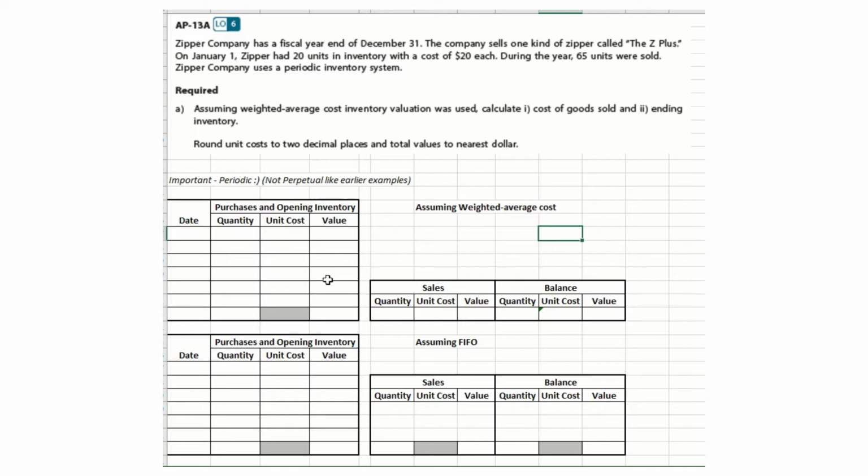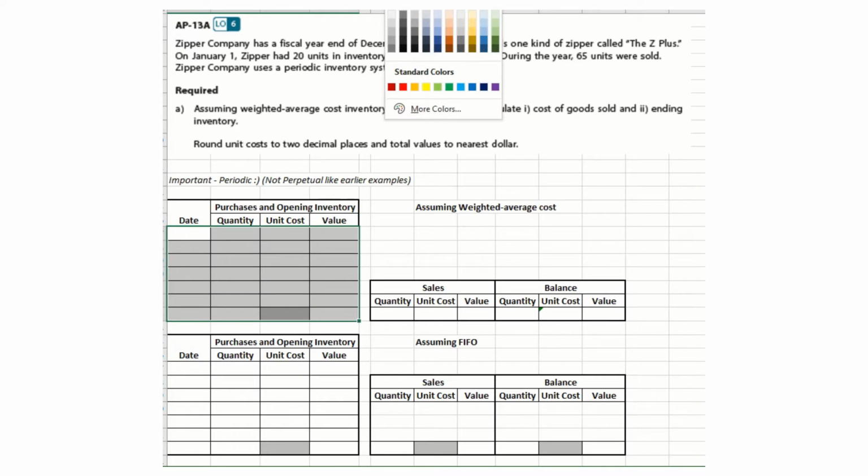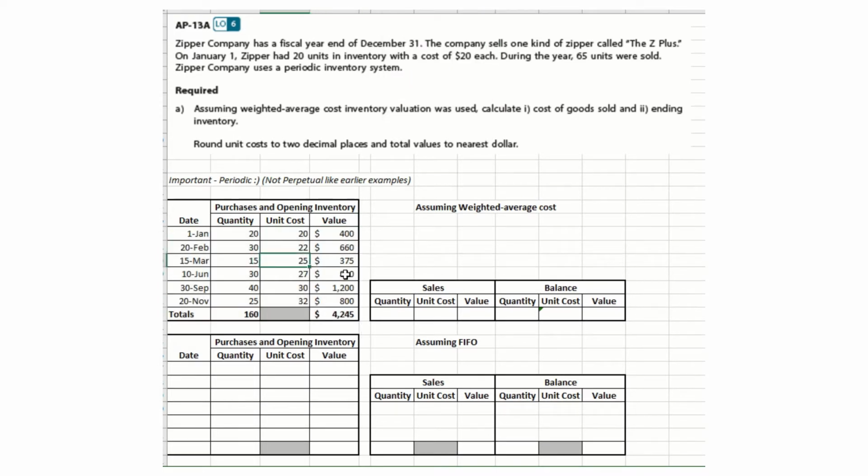So we are told about a number of purchases for this organization throughout the year. We had 20 units. They purchased 30 in February, 15 in March, etc. So their total value of their inventory was $4,245. Under the periodic inventory for weighted average cost, their sales would determine the fact that they sold 65 units.